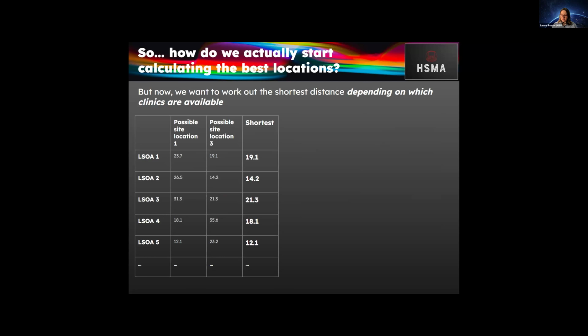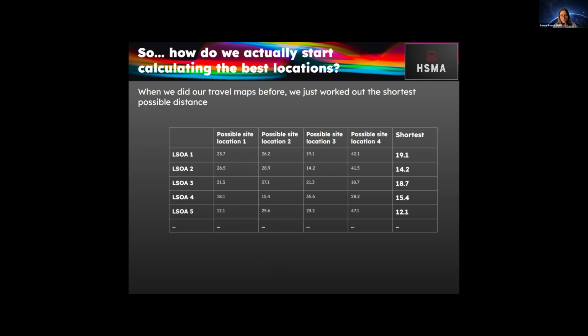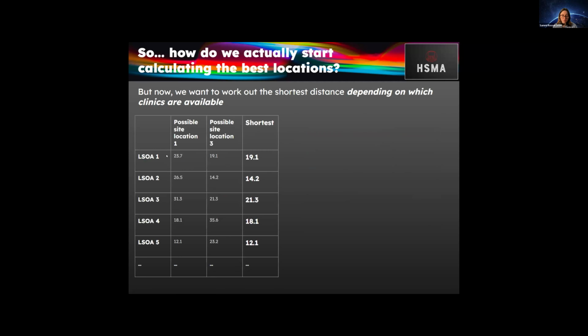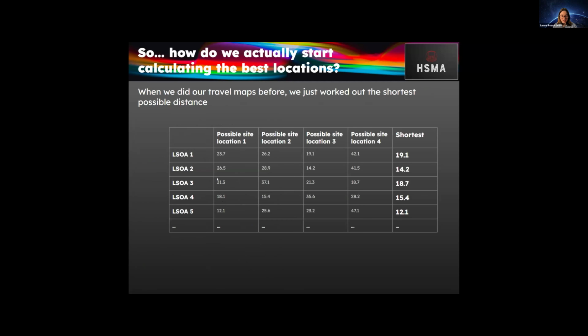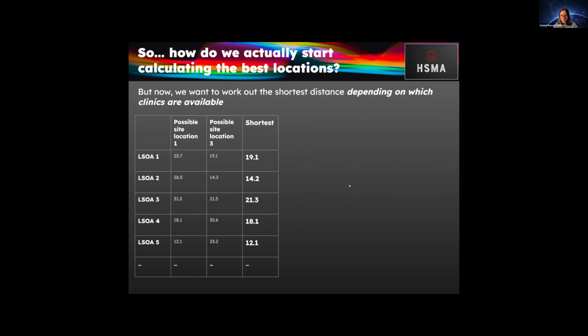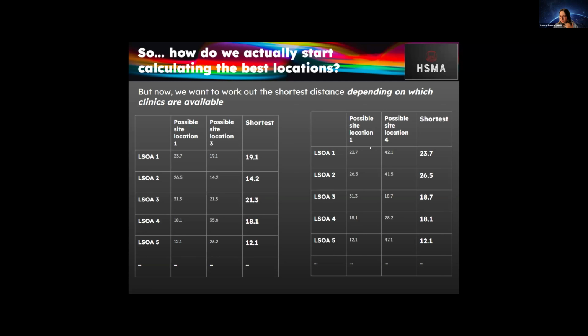But now what we're changing is which clinics are available. So as we go through our Python code, what we'll be doing is chopping out a couple of these columns effectively. So instead of having sites 1, 2, 3, 4, we'll maybe only have sites 1 and 3. This time when we read across 19.1, 14.2, 21.3, so LSOA 3 this time, the shortest travel time is 21.3 minutes. Go back to here, LSOA 3, well, we don't have this site location 4, which was our previous shortest time. So now the shortest travel time has to be different. And if you have a different combination of possible sites, then we will have a different shortest travel time.